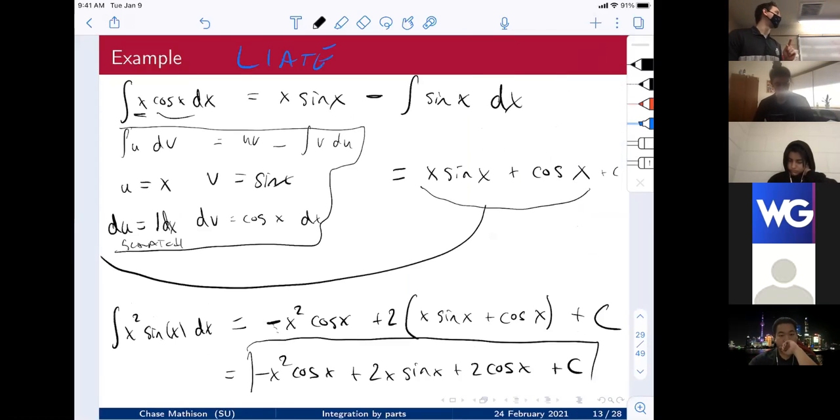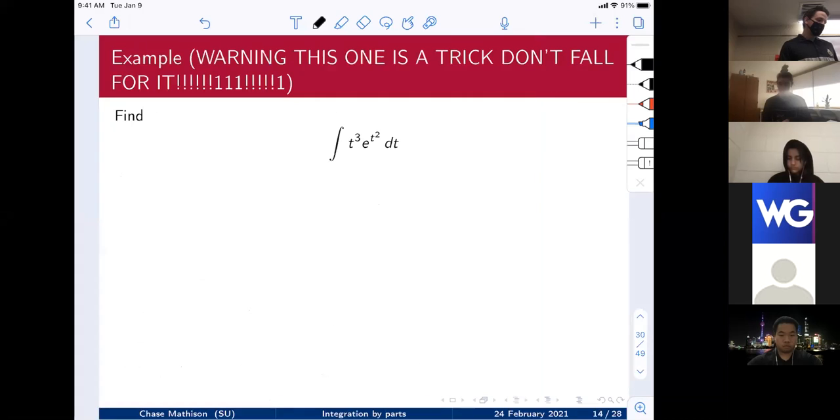So are there any questions about this example or integration by parts in general so far? Okay. Example. Oh, look at that. I gave you a warning. This one is a trick. Don't fall for it. Trick is a little strong. This is still an integration by parts problem. Let me be clear about that.